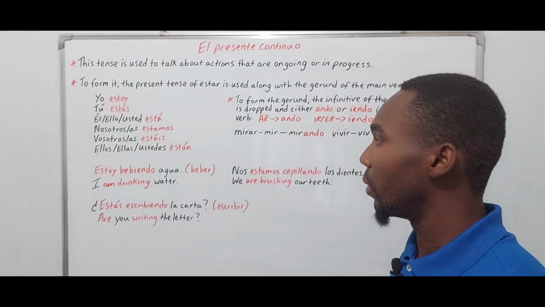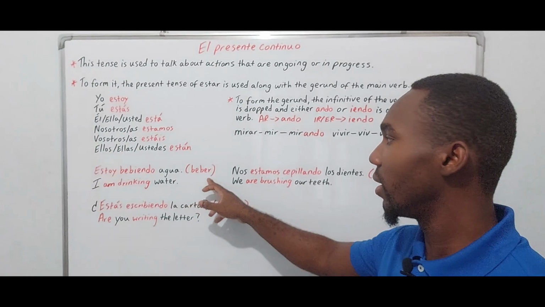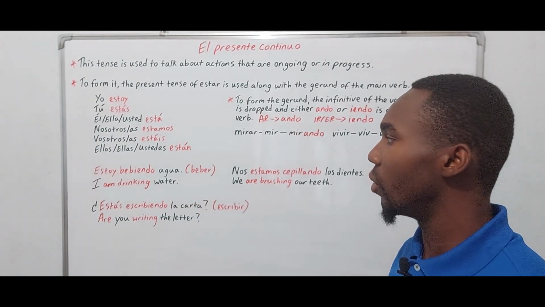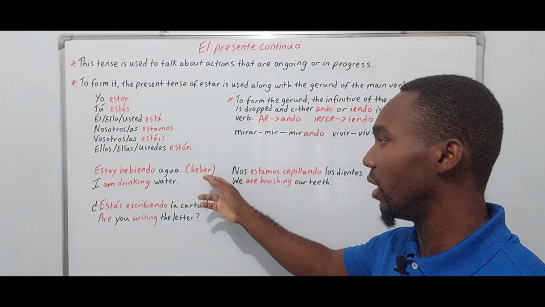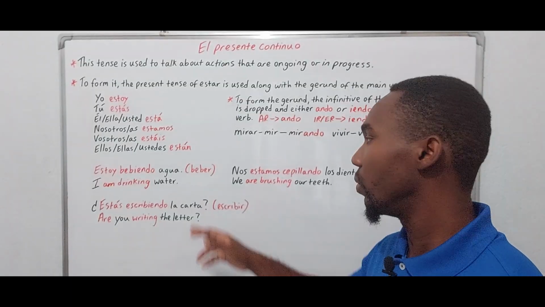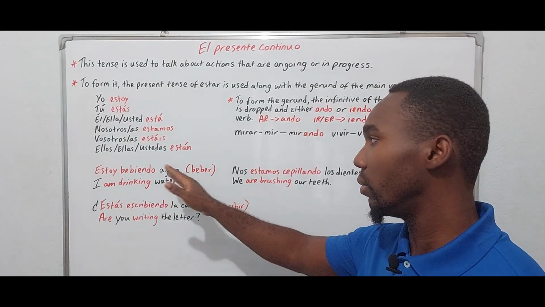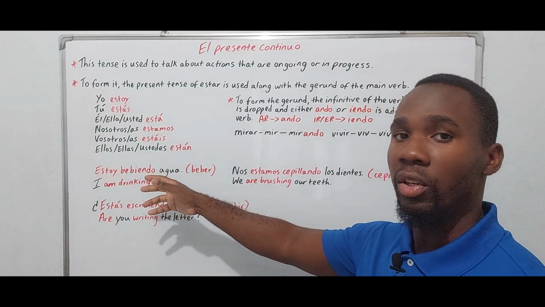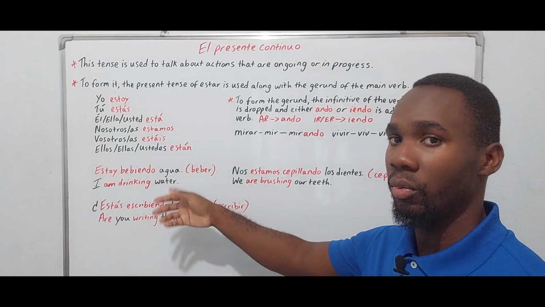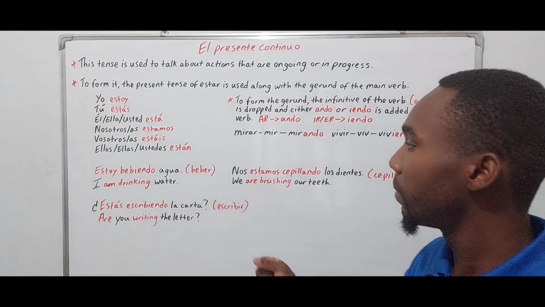Estoy bebiendo agua. That comes from the verb beber, to drink, and drinking water. Beber is an er verb. Therefore, we drop the er ending and we add iendo. And also, we are using the first person singular. So we use estoy, right?